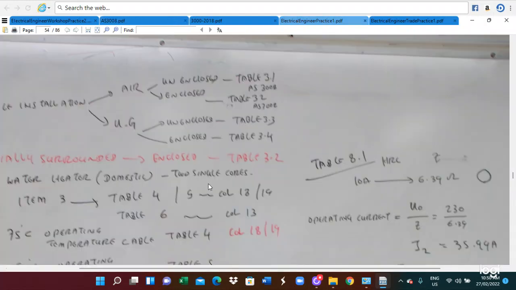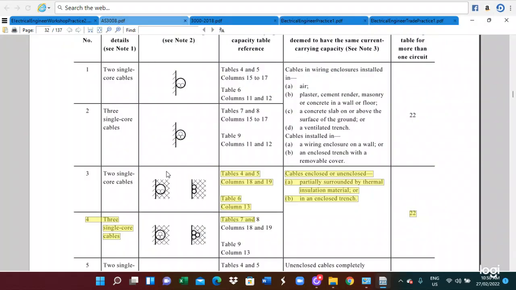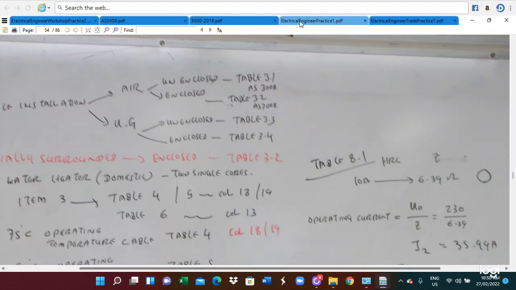Table 4, 5, item number 3. So for two single core cable, table 4, 5. There will be column 18, 19, or table 6 column 13, that has to be utilized. So this is the way we look at the table: column 18, 19 and table 6.